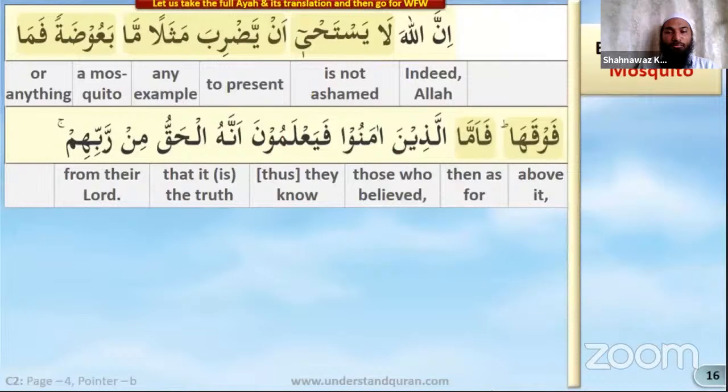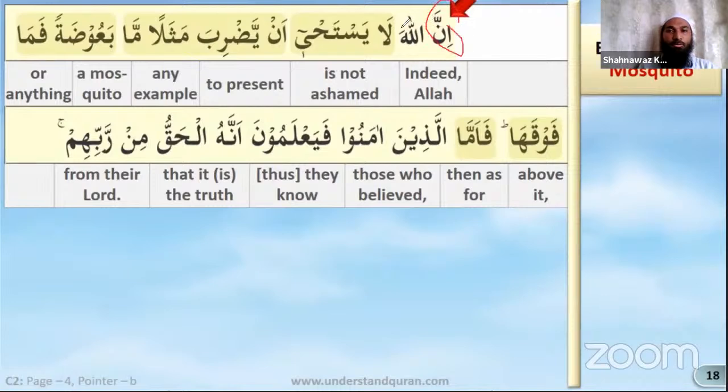So, Inna Allah, we already know Inna means indeed, indeed Allah. And whenever the noun is followed by Inna, we know that it will have a zabar or a fatha over it. So that is the reason Allah is having a zabar here, because there is an Inna before it. Otherwise, if the Inna was not there, then it would have been Allahu la yastahi. But since there is an Inna, that is why we have a zabar or a fatha on Allah.